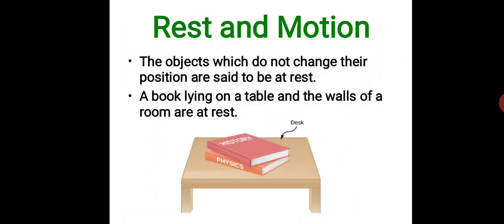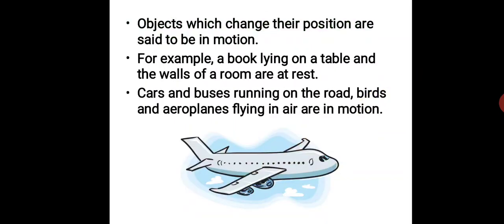First we have rest and motion. How rest is defined in physics is that an object which does not move or change its position is said to be at rest. What is an example? A very simple example. When anything is kept at one place, for example a book kept on the table, or the walls of the room, we can say they are at rest. Any object you placed in a corner will be at rest unless you disturb it. The definition of rest is that an object which does not change its position is said to be at rest.